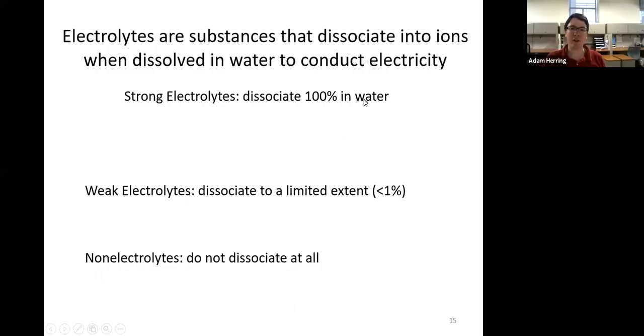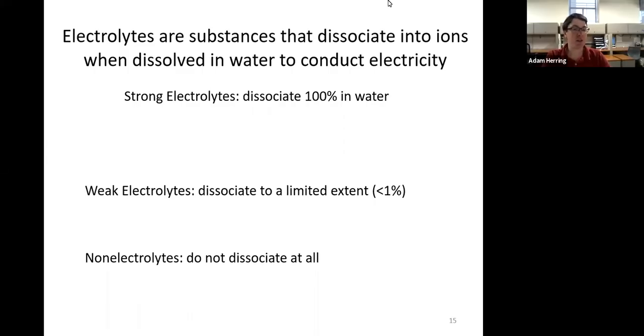So what is an electrolyte? An electrolyte is a substance that can dissociate when it's placed into water, and therefore it conducts electricity. We can have strong electrolytes or weak electrolytes. A strong electrolyte is a substance that will dissociate completely in water. A weak electrolyte will dissociate only to a very limited extent, and typically this is less than 1%.